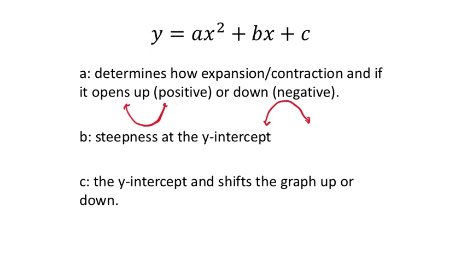Because, for example, let's say that I have a smiley face like this. If my y-axis is somewhere to the left of the vertex, let's put the vertex right there, then we can see that this line is going downwards, right? Downwards, downwards, downwards, which would make the steepness at the y-intercept negative. Okay, so if that happens, it's negative.